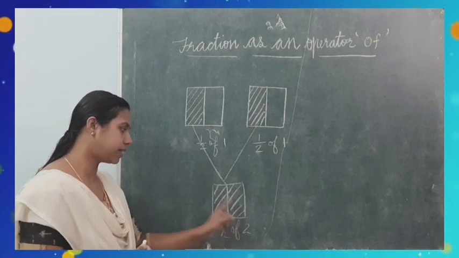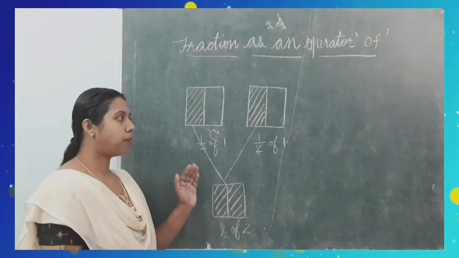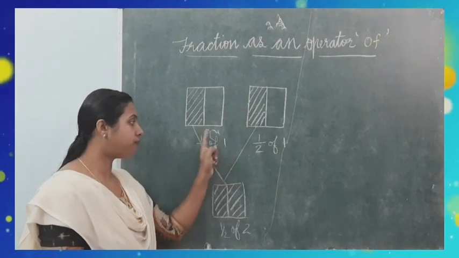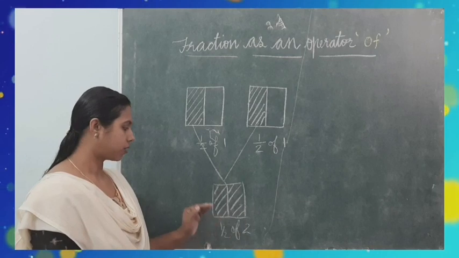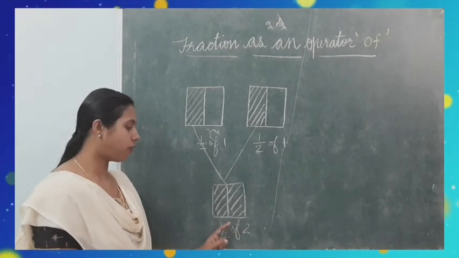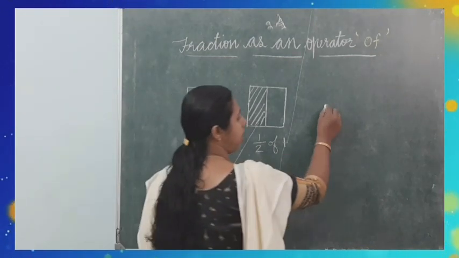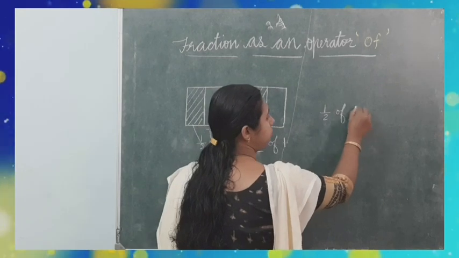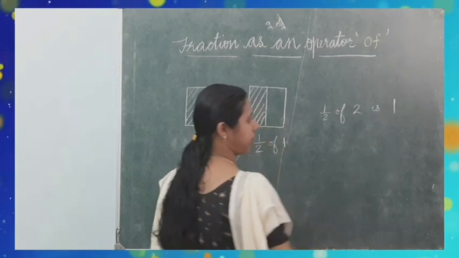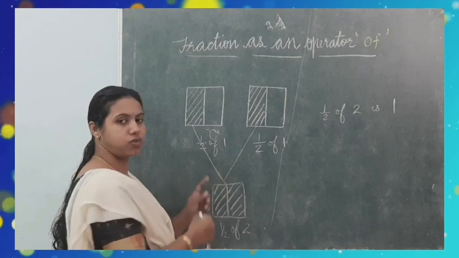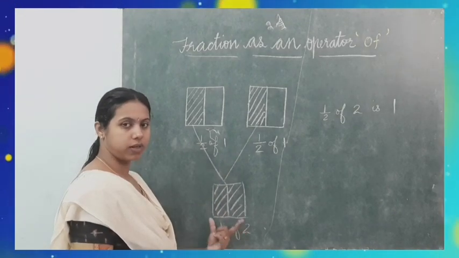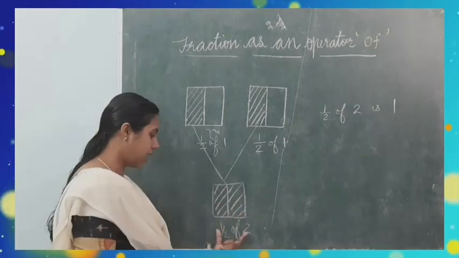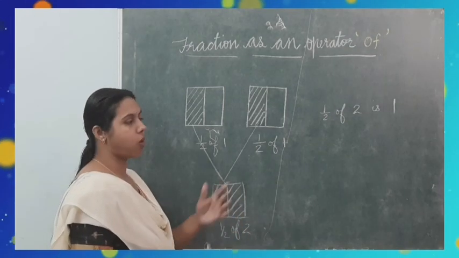Half of 2 is 1. Combine 2 shaded half parts, it represents 1. So we can say that half of 2 is 1. Combine 2 shaded half parts, we get half of 2, or it represents 1.